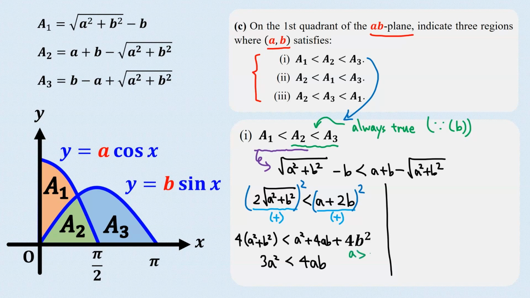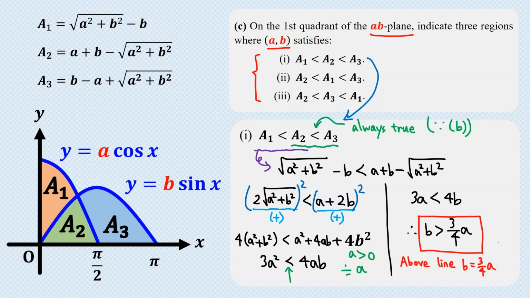And since a is positive, dividing both sides by a preserves the direction of this inequality sign. So we yield 3a is less than 4b. So b is greater than 3 over 4 a. This means above the line b equals 3 over 4 a on the AB plane. We will summarize the results later, so let's move on to the next condition.